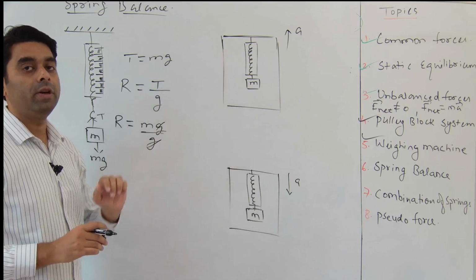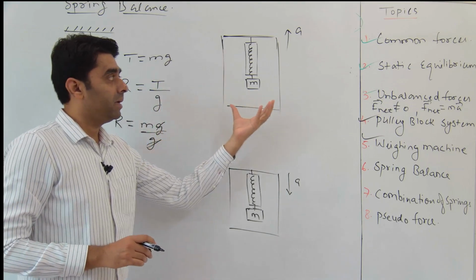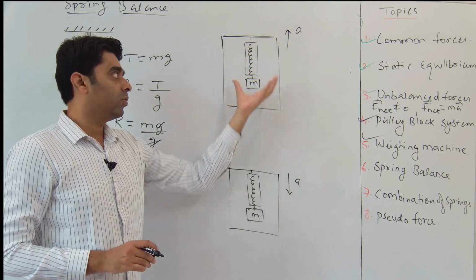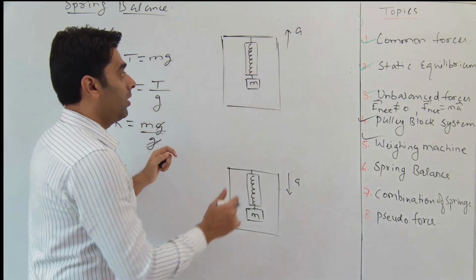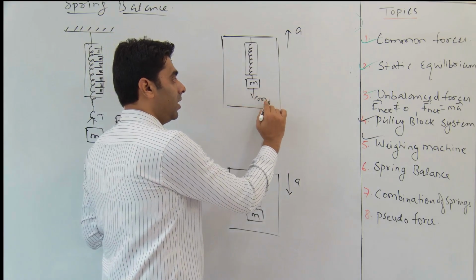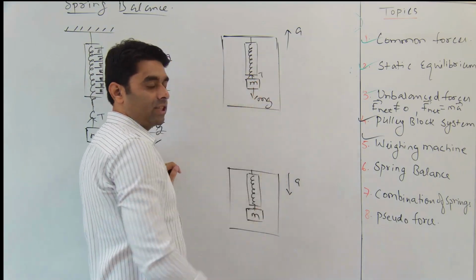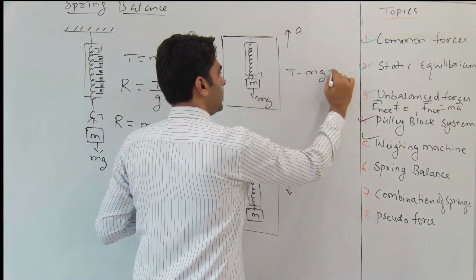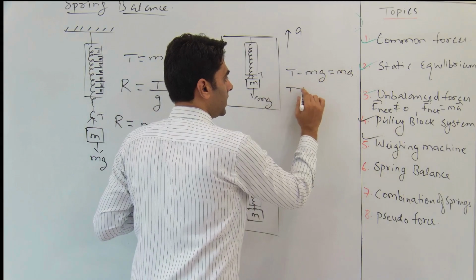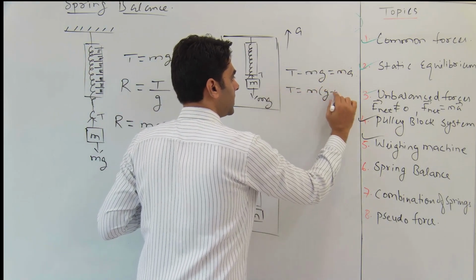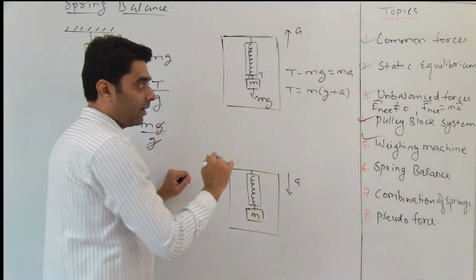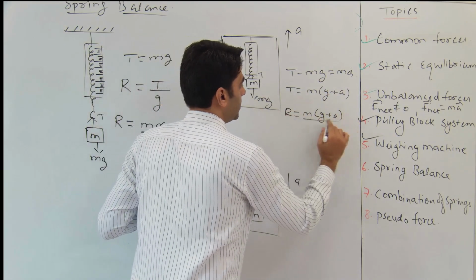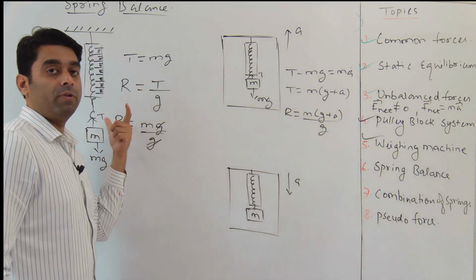Now I have taken two different cases. In the first case, the spring balance is in an elevator which is going up with acceleration A. If we look at all the forces, mg will be down, T will be up. So what equation will come? F net equals ma. T minus mg equals ma. So tension T is m of g plus A. So what will our reading be? The reading will be m of g plus A by g. The reading is more as compared to when it was stationary.